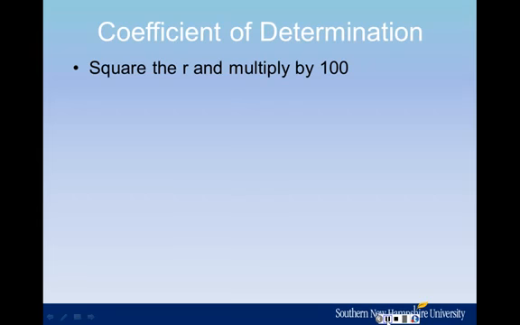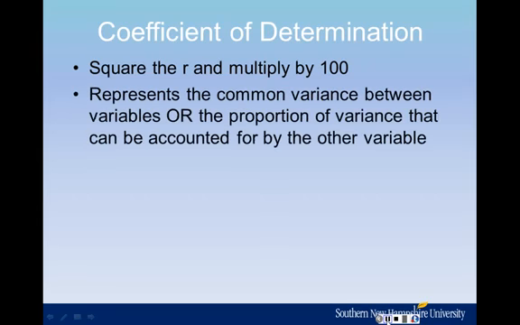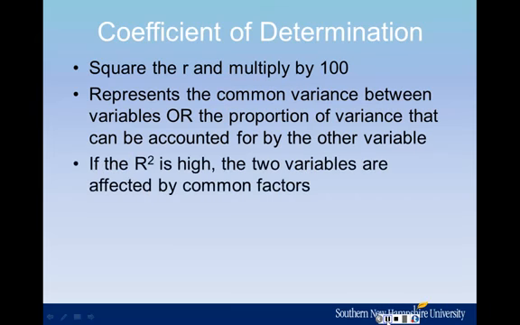So what is this R squared? The R squared tells you the variance that is common between variables, or the proportion of variability or variance that can be accounted for in one variable by the other. And I'm sure that means nothing to you, so we're going to work on practicing this a little bit so you understand these two statements that I just read. So we'll get to that in a second. So if the R squared is high, the two variables tend to be affected by common factors. And we'll go through some examples coming up.